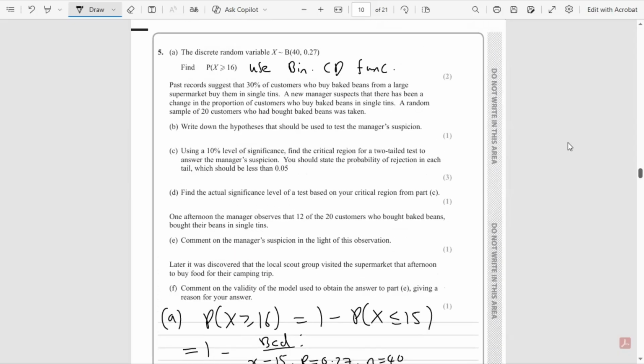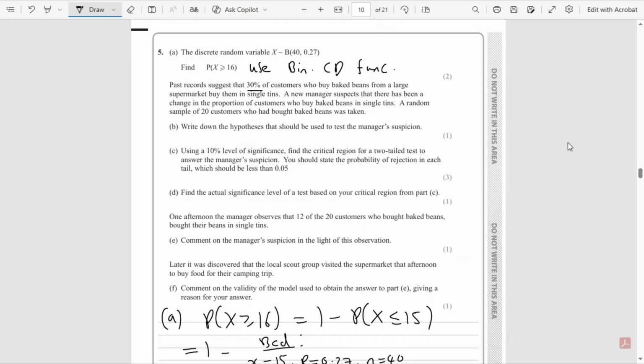Now let's go to part B. Past records suggest that 30% of customers who buy baked beans from a large supermarket buy them in single tins. A new manager suspects that there has been a change in the proportion of customers who buy baked beans in single tins. A random sample of 20 customers who had bought baked beans was taken. For part B, write down the hypotheses that should be used to test the manager's suspicion.